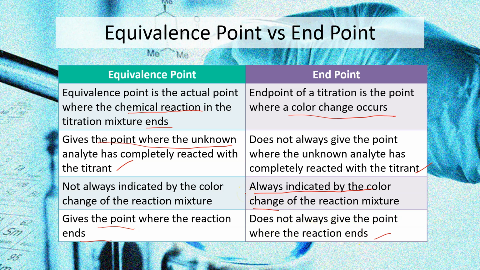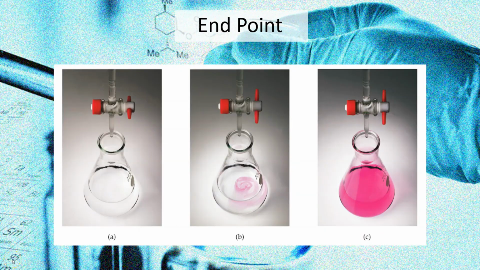Based on this discussion, I can say that the equivalent point is more favorable to indicate the end of the reaction between two analytes, and it can also give the accurate final result of the volume used in the titration reaction. So this is an example of an endpoint. When the reaction between two analytes reaches the endpoint, the color of the solution will change from colorless to pink. It means that it has reached the endpoint.